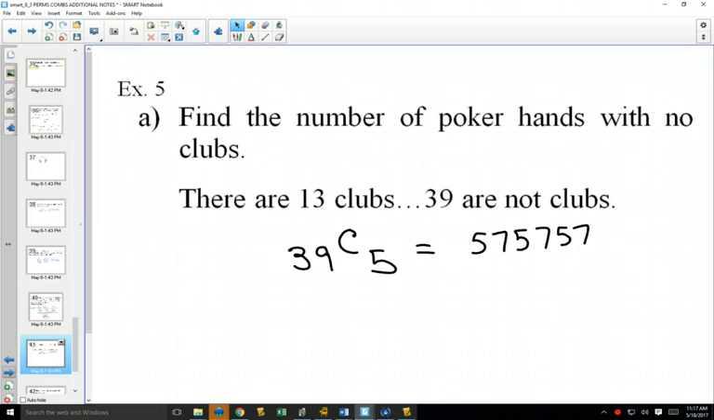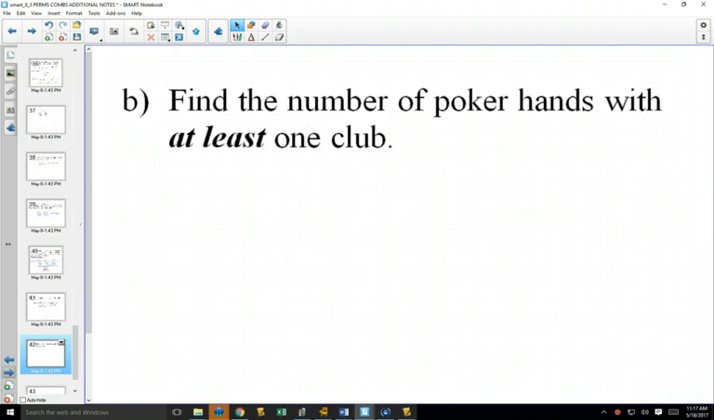Okay, so there are the number of poker hands with no clubs. Part B, find the number of poker hands with at least one club.